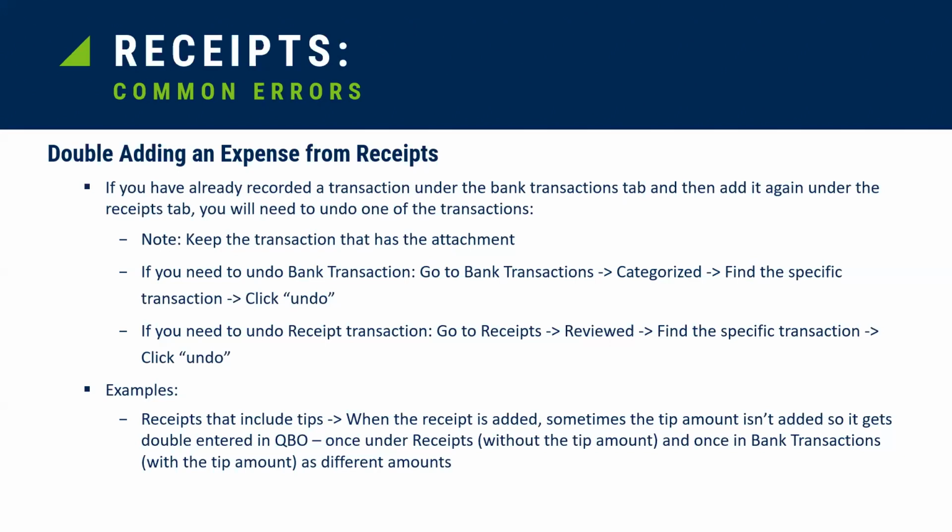So if there is a tip on there and you're recording it, just make sure that you add the tip to the amount that you're putting in as the receipt, so that you don't have to do that. Otherwise, you just have to go undo it and then exclude the transaction so that it doesn't get in there twice. I've seen that a lot, especially with Ubers and Lyfts and restaurants where people are tipping and it doesn't always come through on the original transaction.